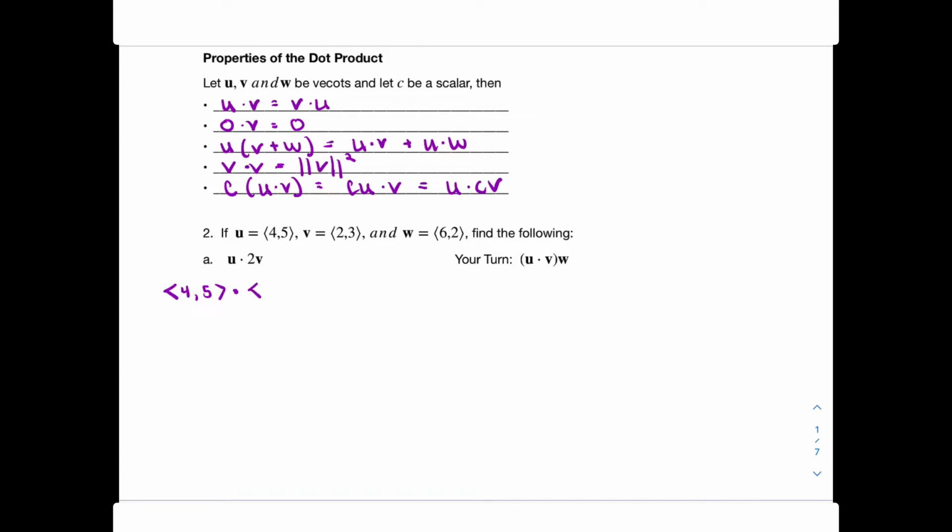All right, so here we're going to figure out u dot product with 2v. I'm going to start by multiplying each entry of v by 2, doing that scalar multiplication, and then I'm going to do the dot product, and I end up with an answer of 46. Okay, you try this. u dot product v times w.